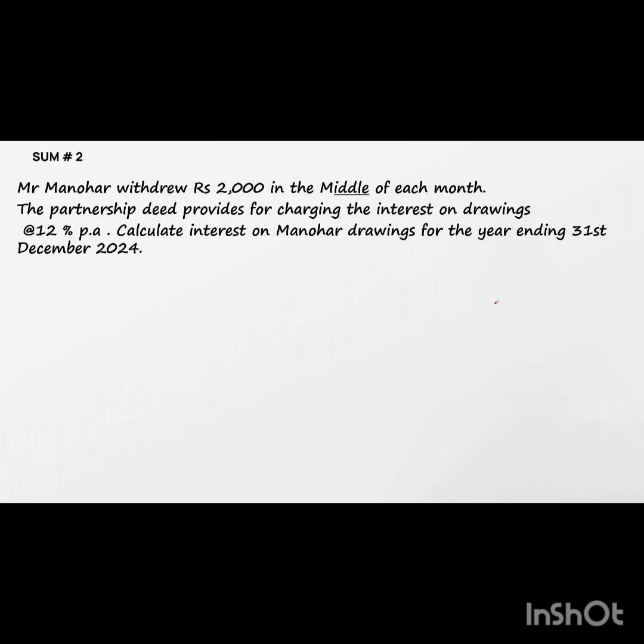Second question. Mr. Manohar withdrew rupees 2000 in the middle of each month. The partnership deed provides for charging interest on drawings at 12% per annum. Calculate interest on Manohar's drawings for the year ending 31st December 2024. Here again the partner is withdrawing a uniform amount of rupees 2000 every month in the middle of every month, and the interest rate is given as 12%. So first see the formula.